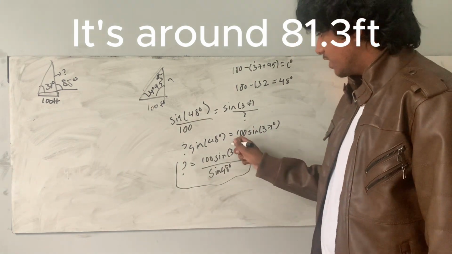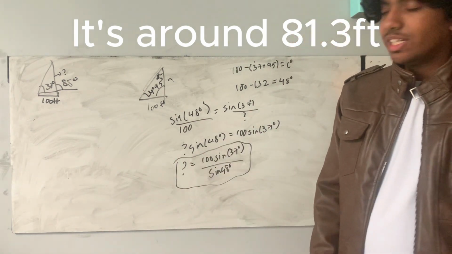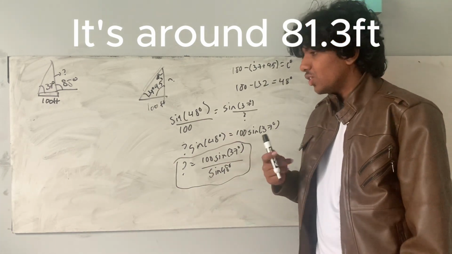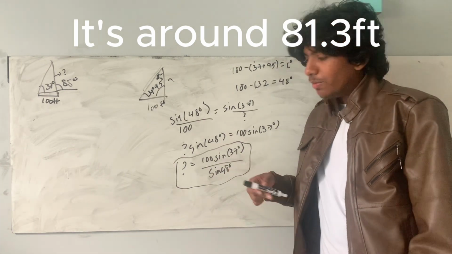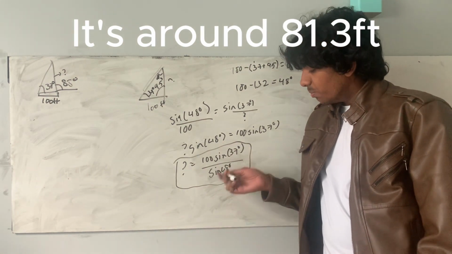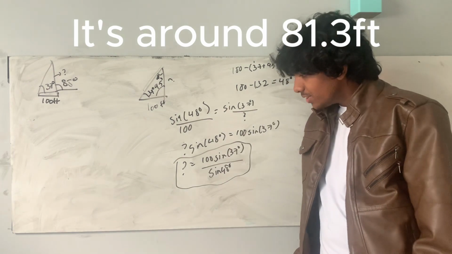Now in the test, I think it asks you to round to the nearest 10th, so make sure you do that. And I think you have a calculator on this section. That would be brutal if they wanted you to do this by hand. I don't even know how you do it by hand at that point. But yeah, this is your answer.